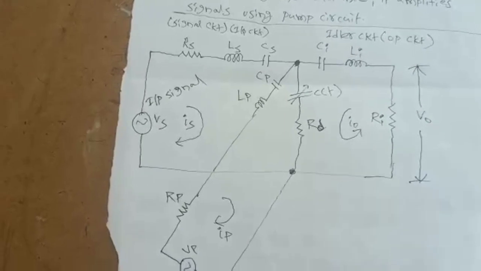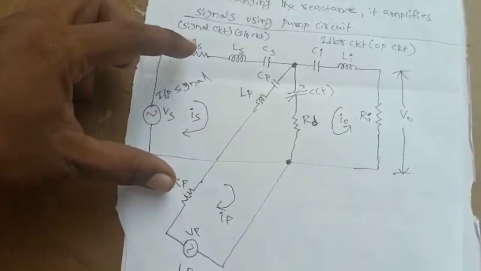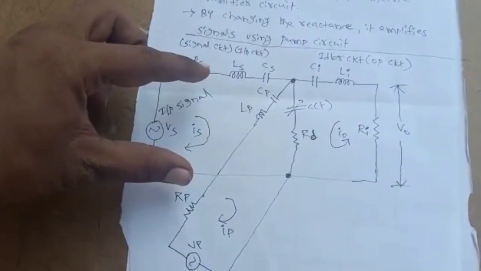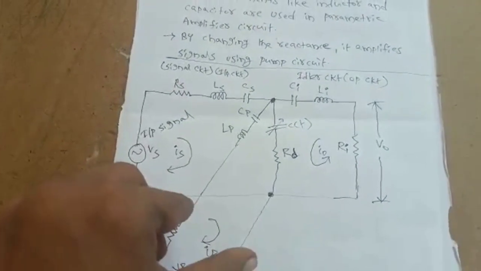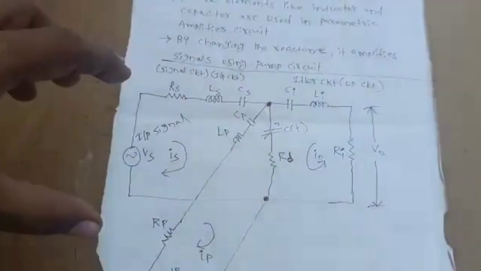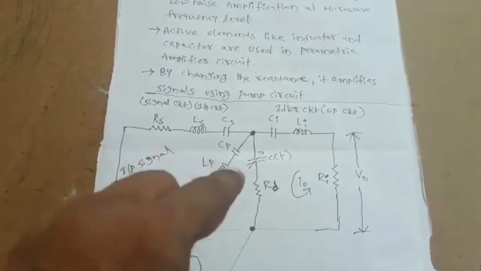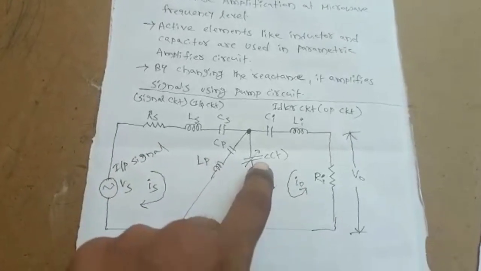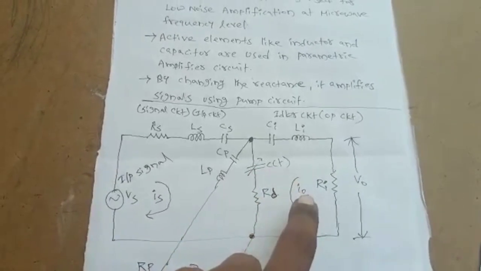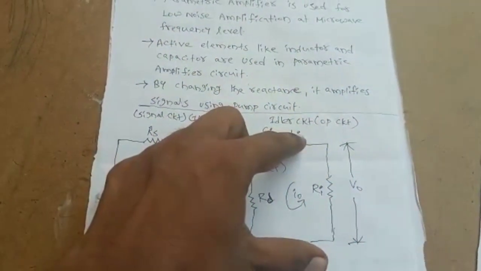Here is this one. This is the main circuit of the parametric amplifier, and as I told you previously, this entire part is called the input circuit, and this is called the pump circuit, and this part is called the output circuit. This input signal frequency and the pump signal frequency are going to combine in the varactor diode, that is called C of t. Then we will get the required output frequency at this place, I mean in the output circuit.